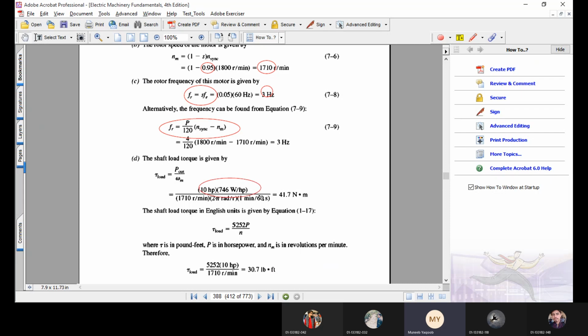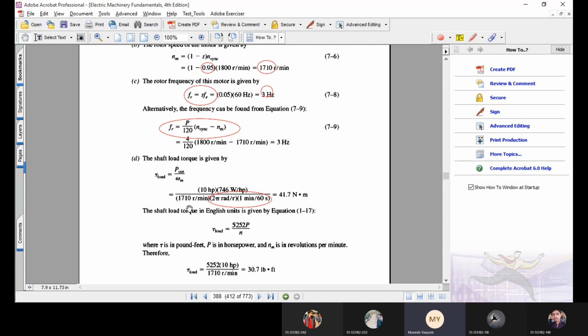So we converted this into watts by multiplying it with 746. Obviously we need omega in the denominator, that is mechanical speed in radian per second. To convert the speed in revolution per minute into radian per second, we multiply with 2 pi by 60. So here we multiplied the revolution per minute, that was 1710, with 2 pi by 60 to make it a quantity in radian per second.